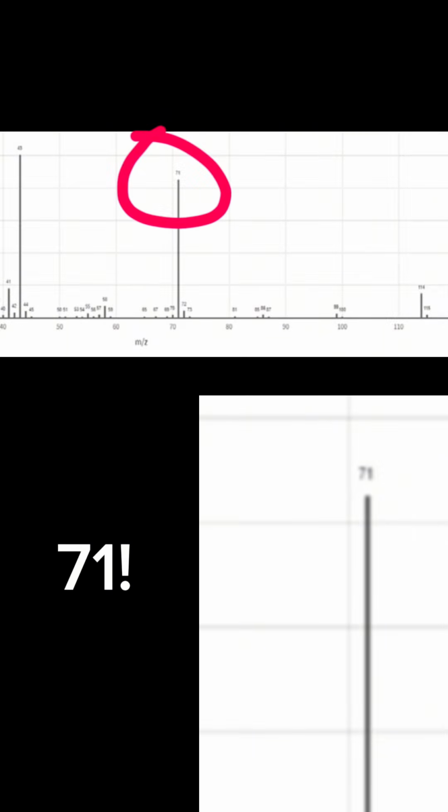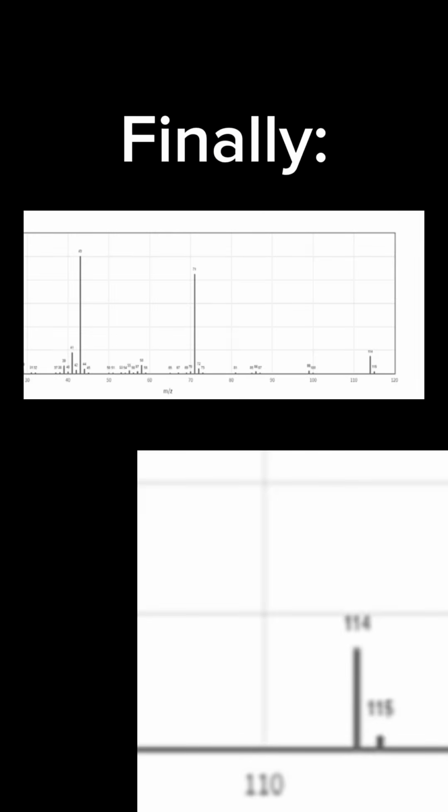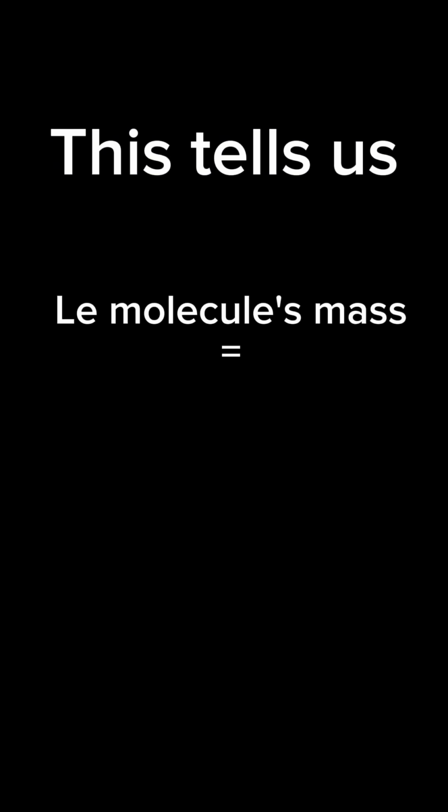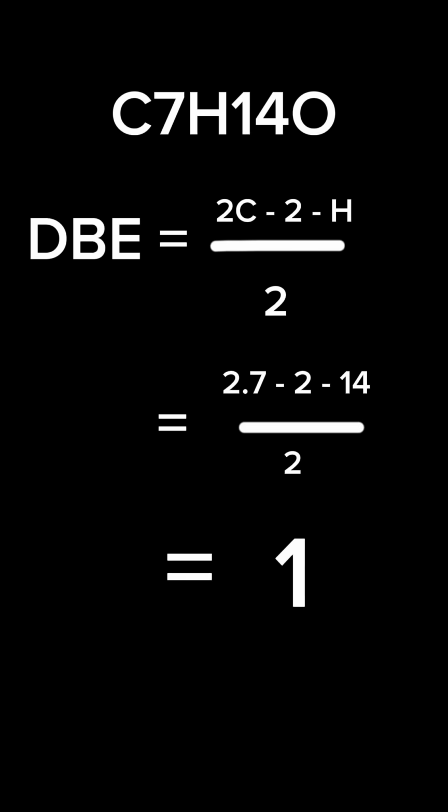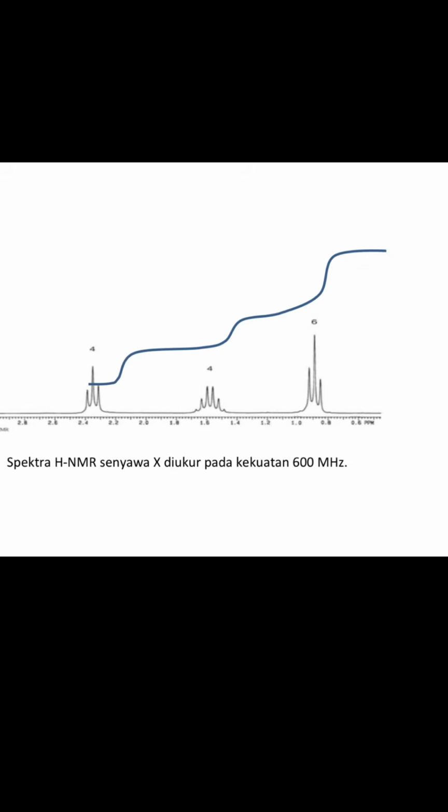Another important peak appears at 71. This fragment commonly corresponds to the pentylium ion. Finally, the molecular ion appears at 114. This tells us the entire molecule has a molecular mass of 114. And would you look at that? Everything matches. We then use DBE for the degree of unsaturation and proton NMR to confirm where the hydrogens are.